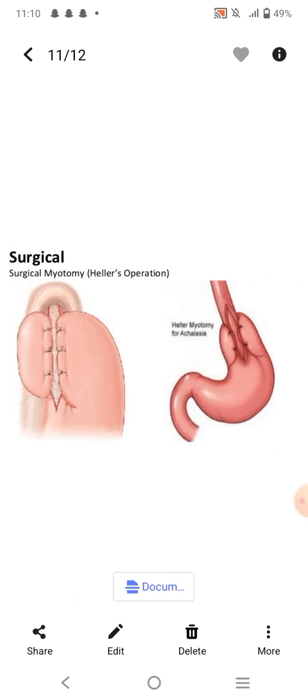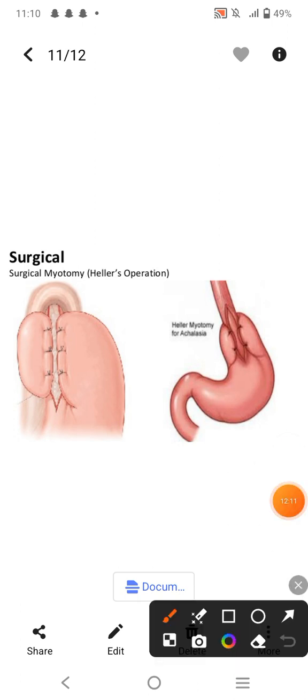After that comes the surgical myotomy. We also call it Heller's myotomy. In this myotomy, what do you do? You simply cut the lower esophageal sphincter muscles. This is the lower esophageal sphincter. You simply cut the muscles of the lower esophageal sphincter.